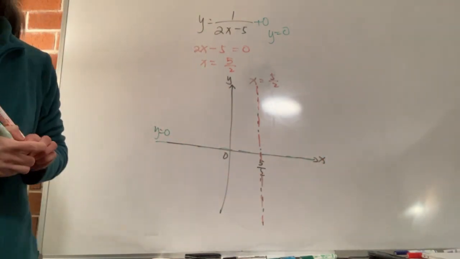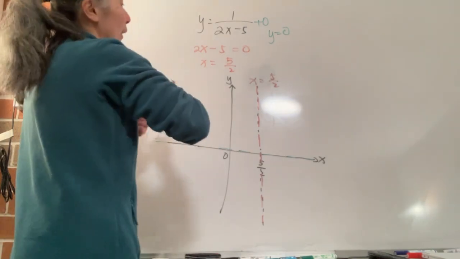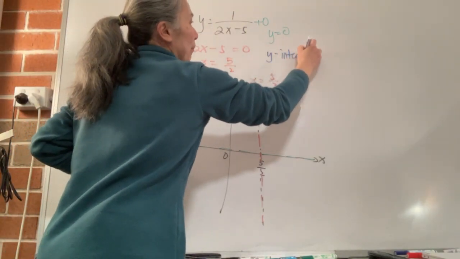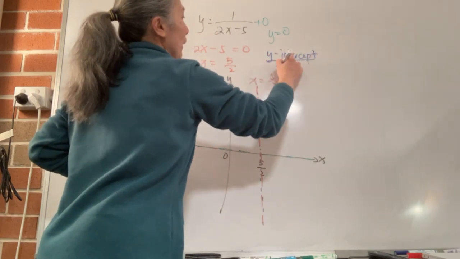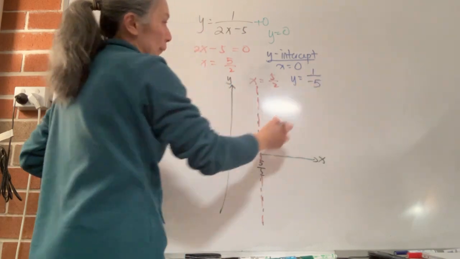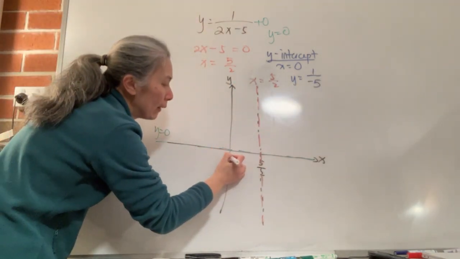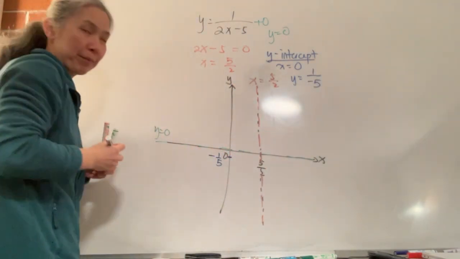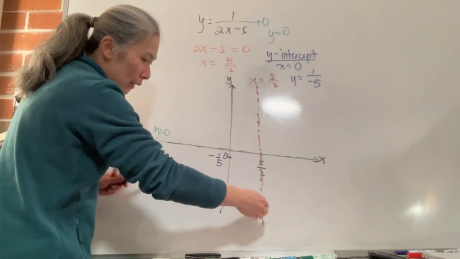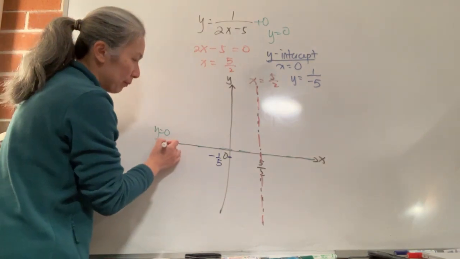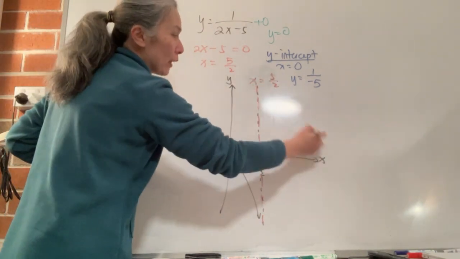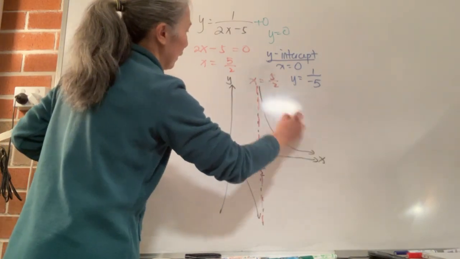Third part, the intercepts. Put 0 into the x. So for the y-intercept, x equal to 0, your y is equal to 1 on minus 5. So 1 on minus 5, maybe here, minus 1 on 5. Now you can sketch it. Dotted, so you have a curve that goes this way, and then the other side goes that way.